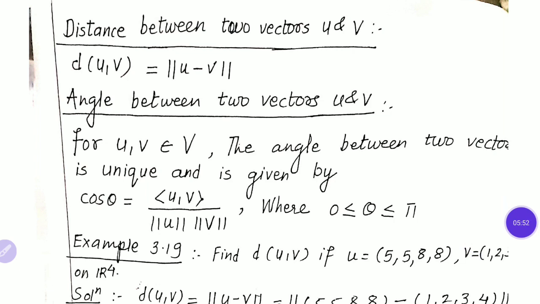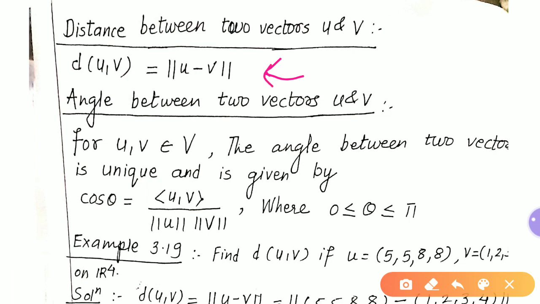Before the example, we'll see a few more definitions. Distance between two vectors u and v is denoted by d of u comma v. It is the norm of u minus v. You can read it as norm of u minus v; this double line is called the norm.